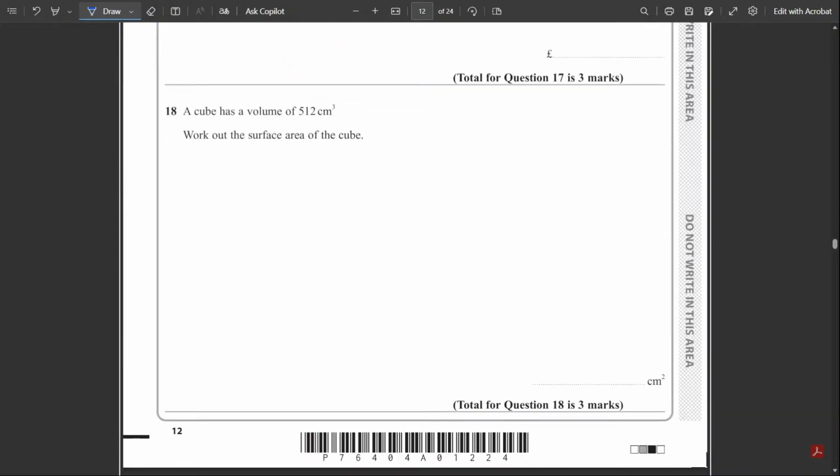A cube has volume 512 centimetres cubed. Cube means all three lengths multiplied together. Those are exactly the same. Okay, so that and that are exactly the same. So x cubed is 512. So you want to work out what the one length is. So we need to do the cube root on both sides. Okay, so that gives you x equal to the cube root of 512.